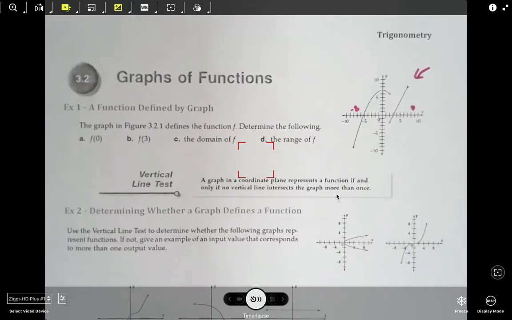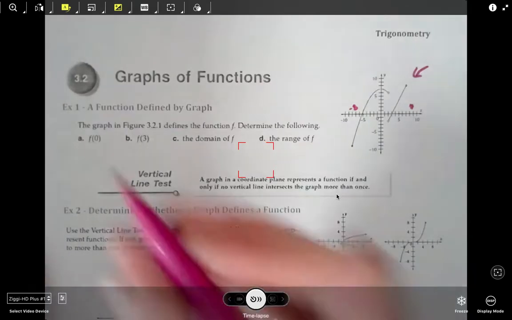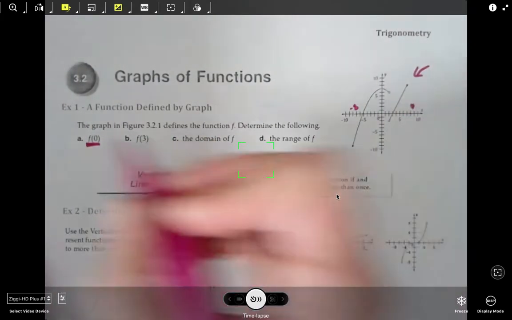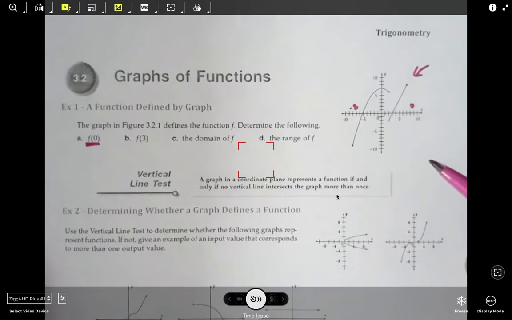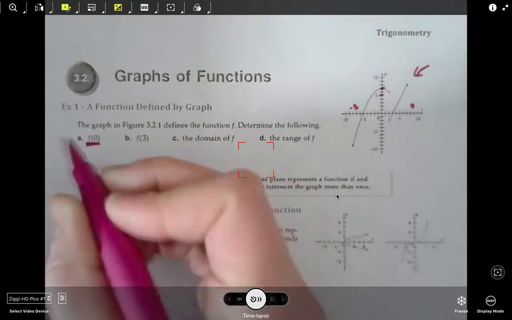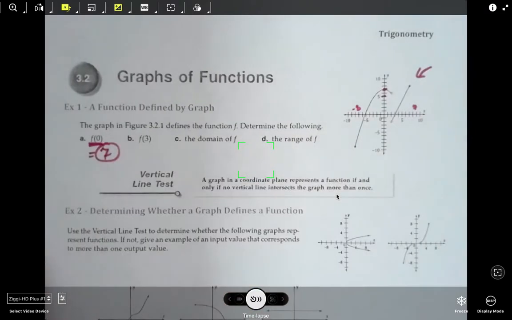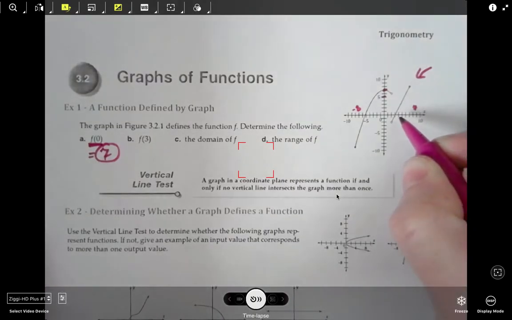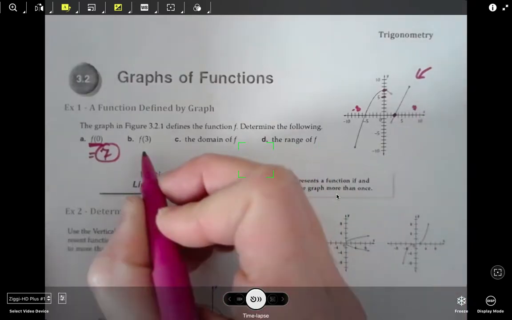So f of 0 is what they want us to find first. That means the x coordinate. If the x coordinate is 0, what is the y coordinate touching? Is that 6 or 7? I think it's at 7. So f of 0 is 7. It's touching the y coordinate at 7 if the x coordinate is 0. That's it. Easy. f of 3 means go over to 3. 3 is at 0.